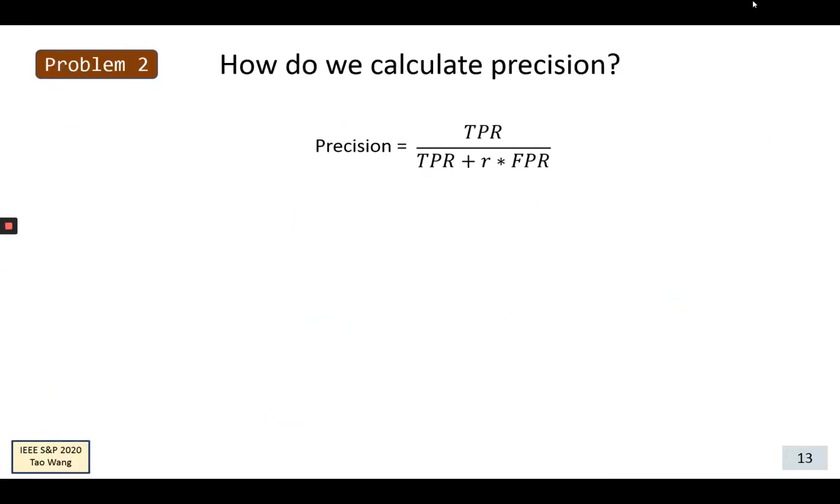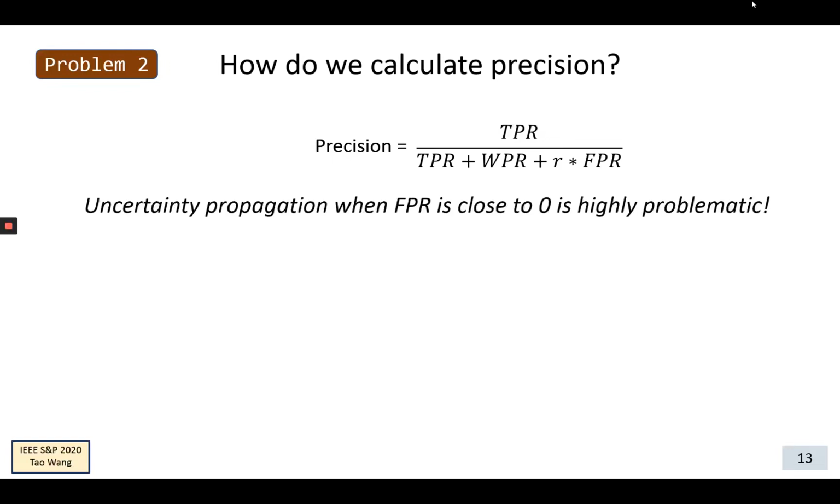So the formula is the following, and if we incorporate the wrong positive rate, we also get this. That's why we don't want to mix wrong positives and false positives, because wrong positives don't get the multiplier of R. And since R is very large, that creates a huge difference. Now, since R is very large, the R times FPR factor is going to dominate the precision. And that actually causes certain problems because of uncertainty propagation in the denominator, where we want FPR to be very close to 0, but FPR has an error on it.